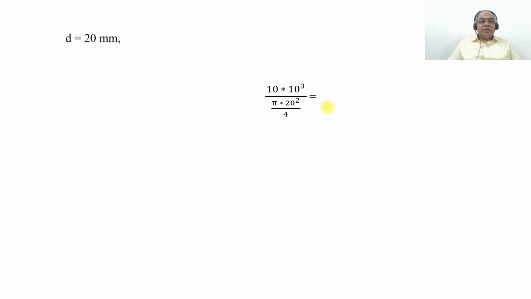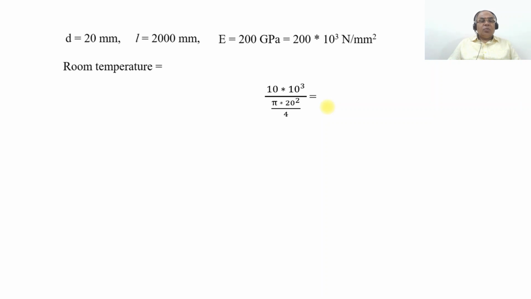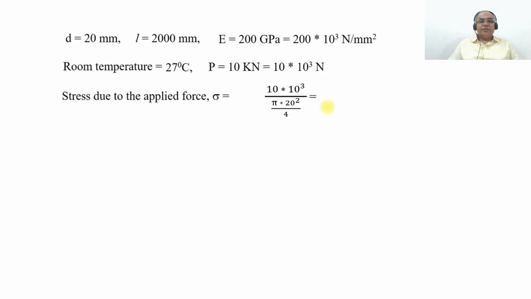So what is the diameter? The diameter is 20 mm, length is 2000 mm, and E is 200 GPa, that is equal to 200 into 10 to the power of 3 Newton per mm square. What is the room temperature? The room temperature is 27 degrees centigrade and P is equal to 10 kilonewton, which is 10 into 10 to the power of 3 Newton.